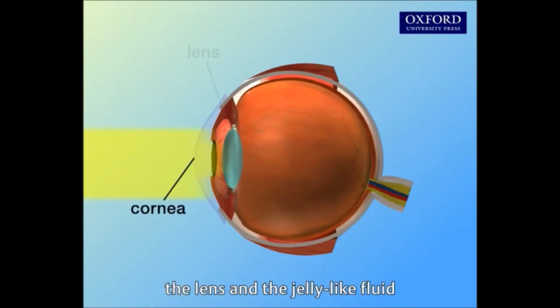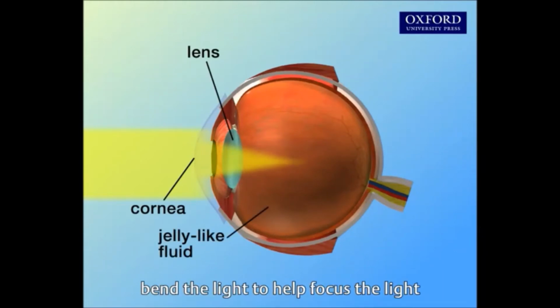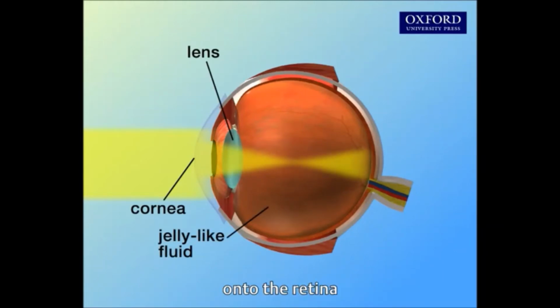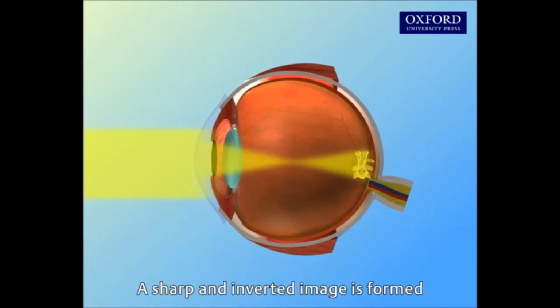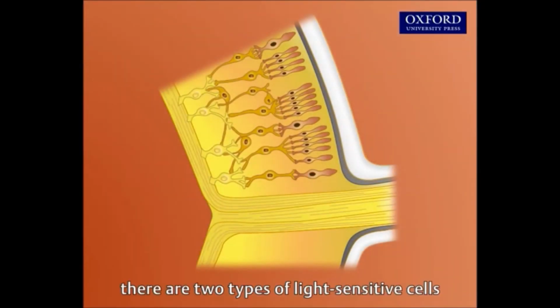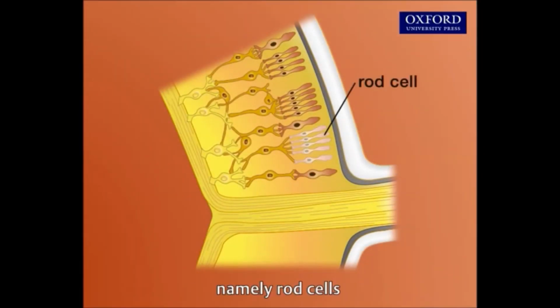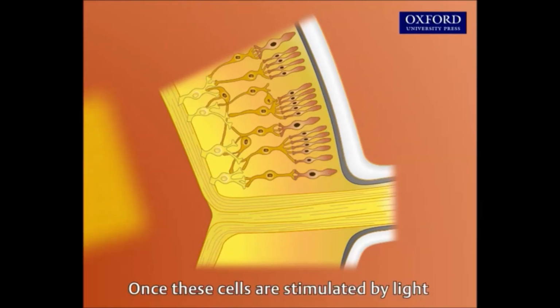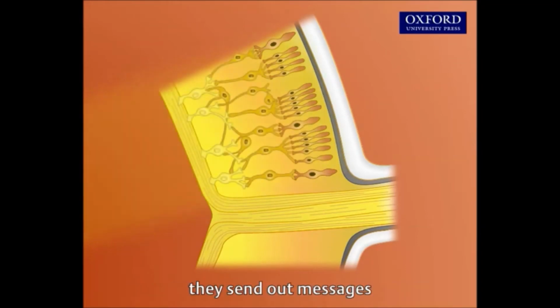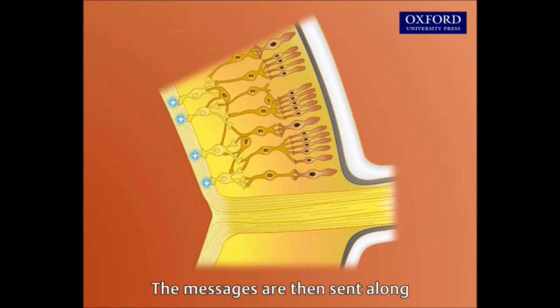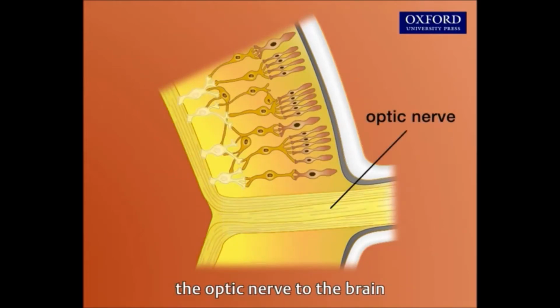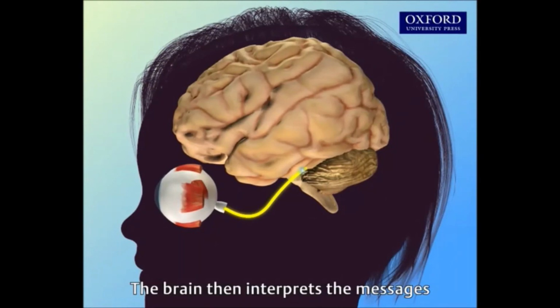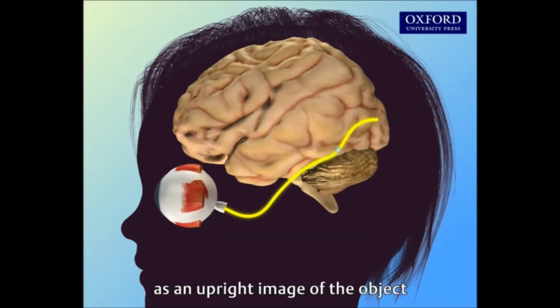The cornea, the lens, and the jelly-like fluid bend the light to help focus the light onto the retina. A sharp and inverted image is formed on the retina. On the retina there are two types of light-sensitive cells, namely rod cells and cone cells. Once these cells are stimulated by light, they send out messages. The messages are then sent along the optic nerve to the brain. The brain then interprets the messages as an upright image of the object.